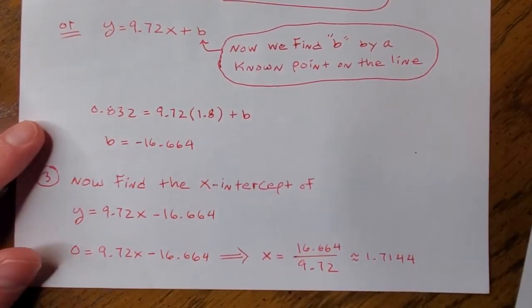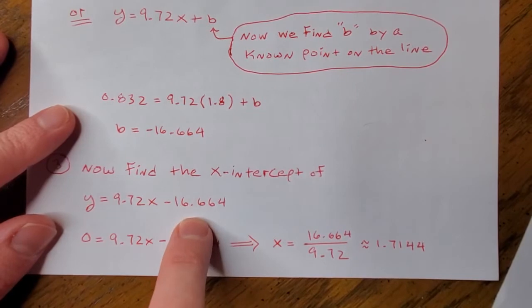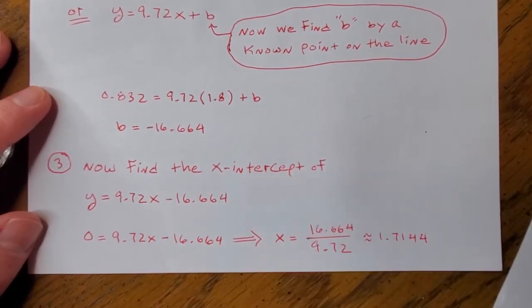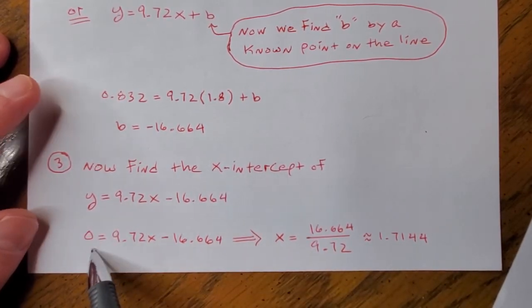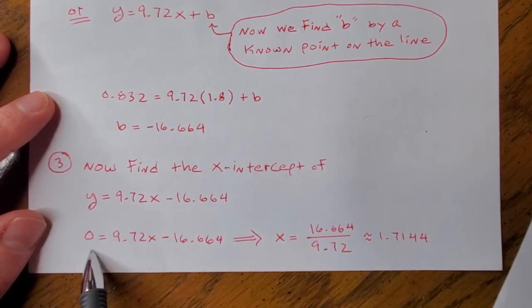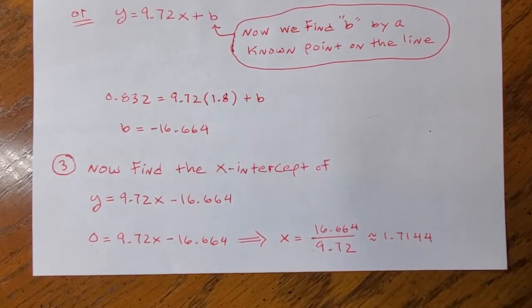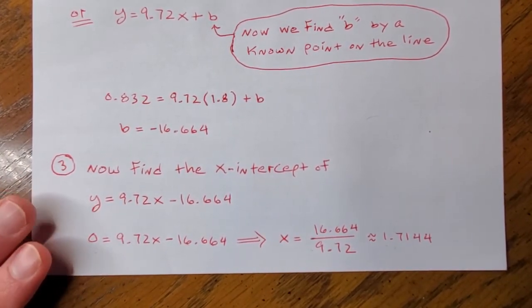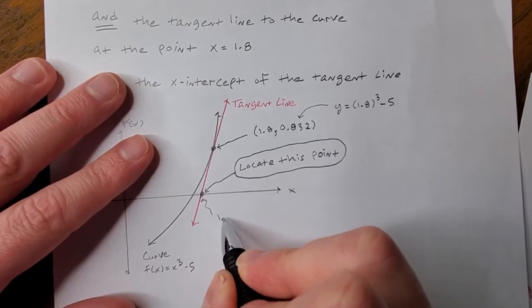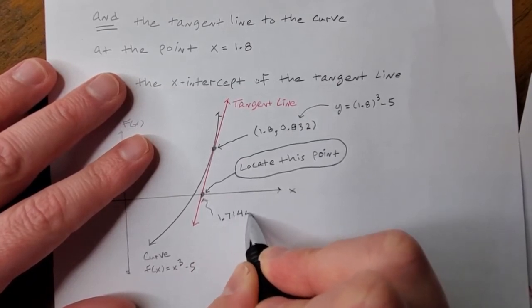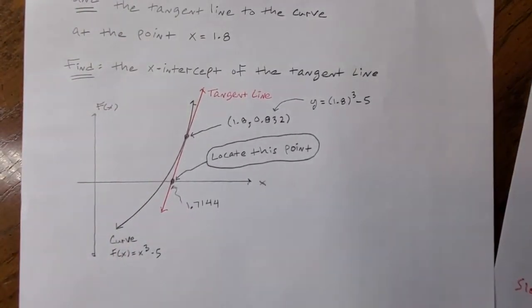Now, what is the x-intercept of it? Our original question said, find the x-intercept of the tangent line. There's its equation. To find the x-intercept of any curve, what's true about the x-axis is that y is 0. So if you want to know where it hits the x-axis, you put 0 for y, you solve for x, and we'll get 1.7144 with a little bit of rounding. Okay? All right, so just locate that point. It's about 1.7144.